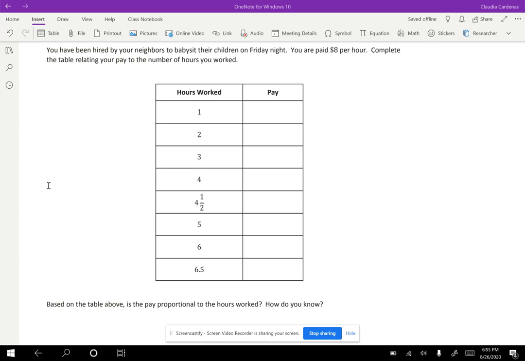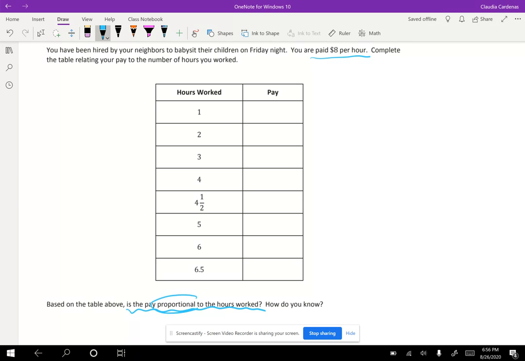You have been hired by your neighbors to babysit their children on Friday night. You are paid $8 per hour. Complete the table relating your pay to the number of hours you worked. Based on the table above, is the pay proportional to the hours worked, and how do you know?